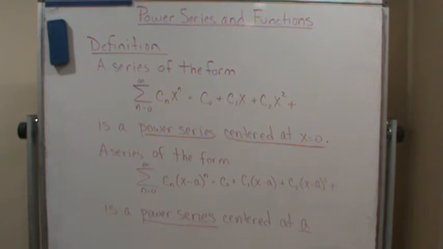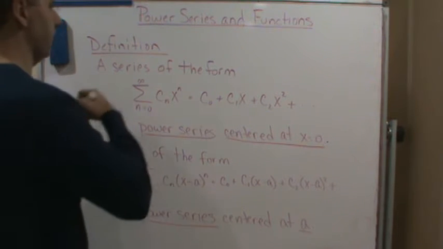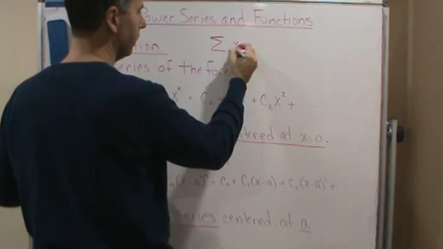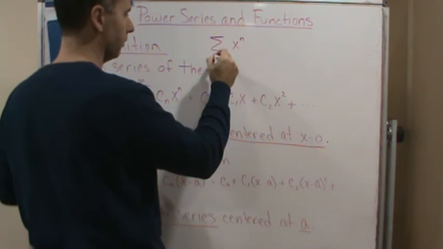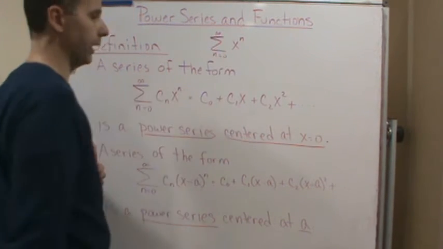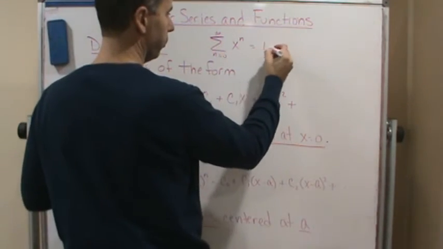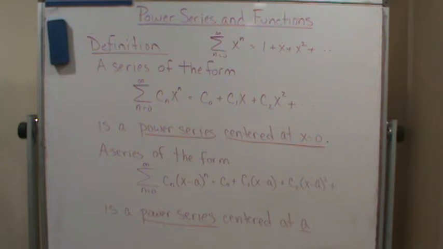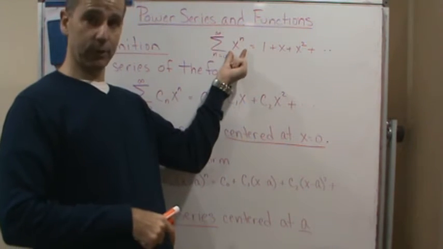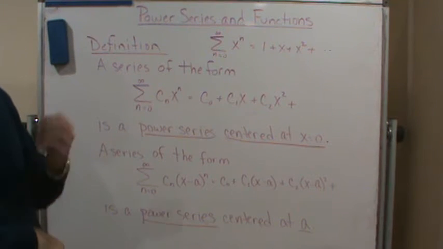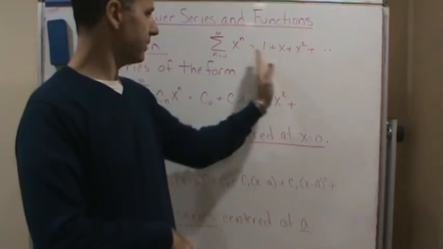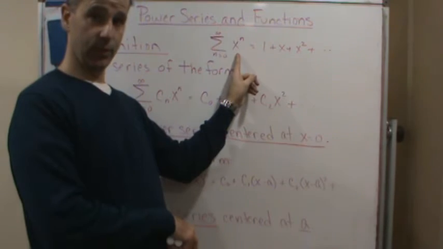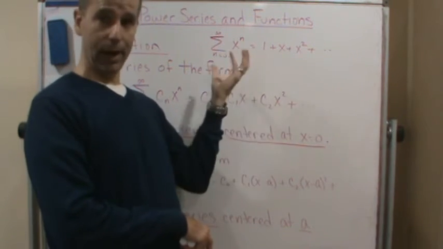Now, we can have different power series. For example, we can have a power series like this, the sum of x to the n. And this just gives us the geometric series, right? This is a geometric series where r is equal to x, and the absolute value of r is less than 1 versus greater than or equal to 1. So this becomes either a convergent or divergent series depending on what x is. Again, this is an example of a power series.